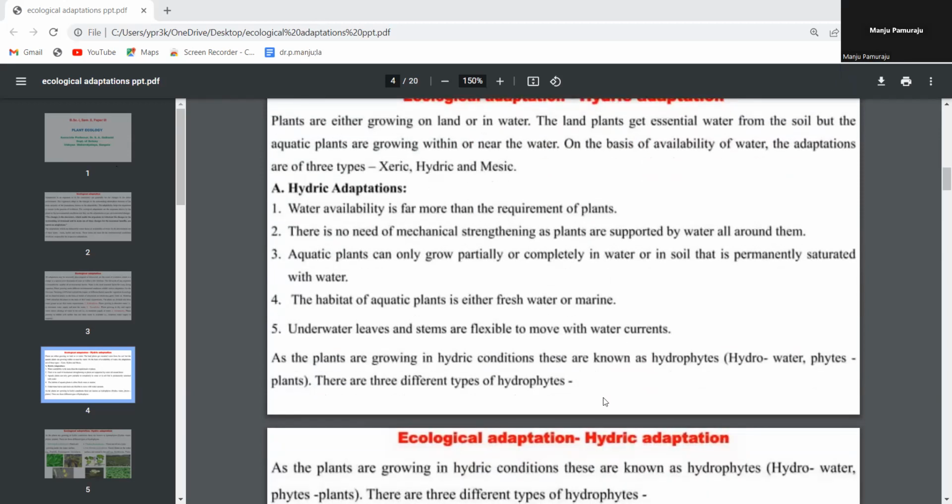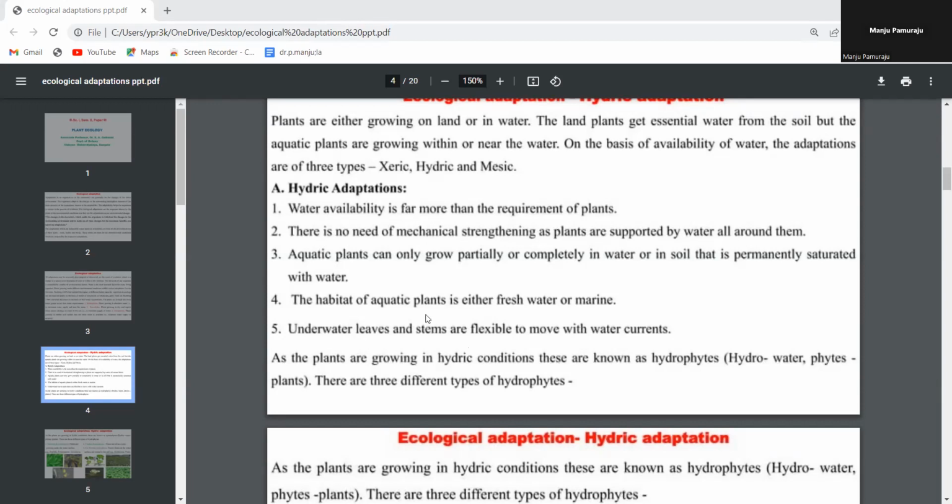First one, hydric adaptations. Water availability is far more than the requirement of the plants. Generally plants require some amount of water for their physiological processes, but here the amount of water present is more than the requirement. So these are called hydrophytes. There is no need of mechanical strengthening as plants are supported by water all around them. Here the plants are growing in the water or near the water bodies.